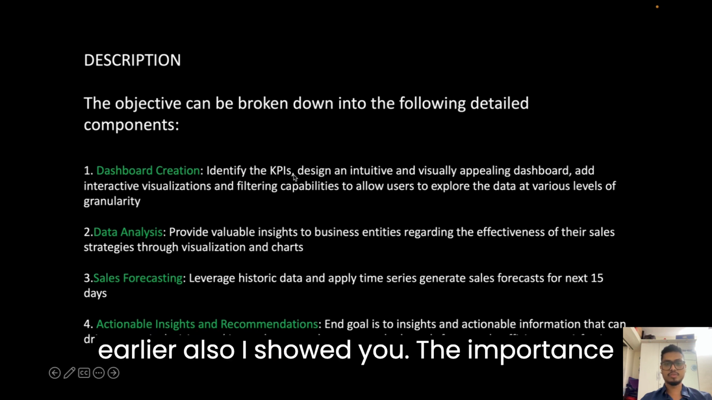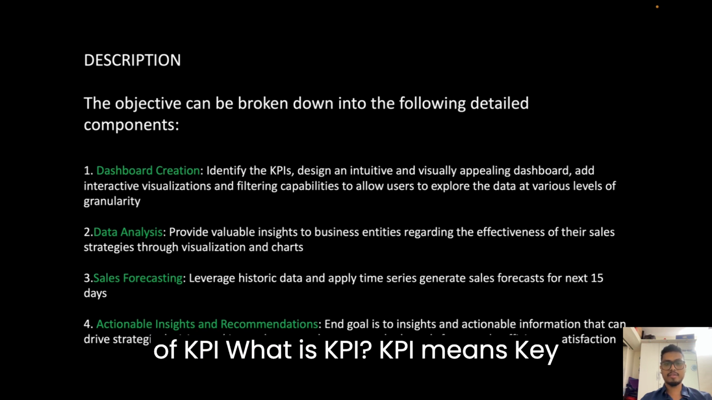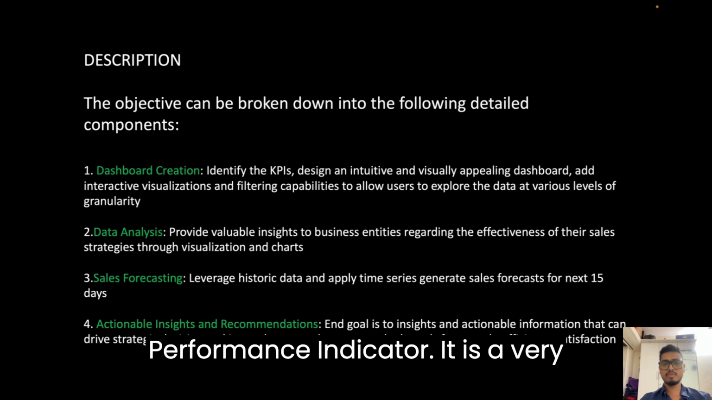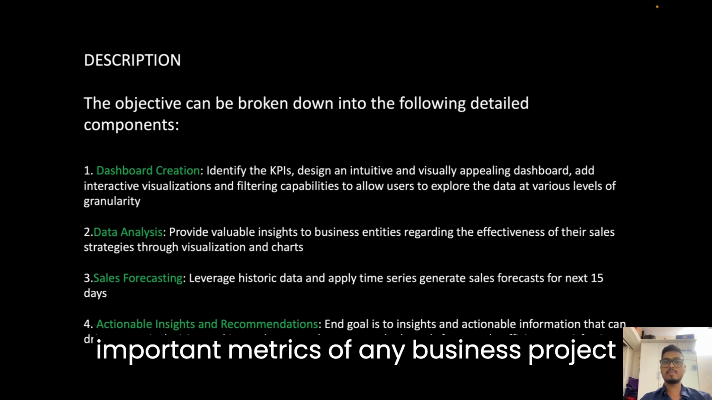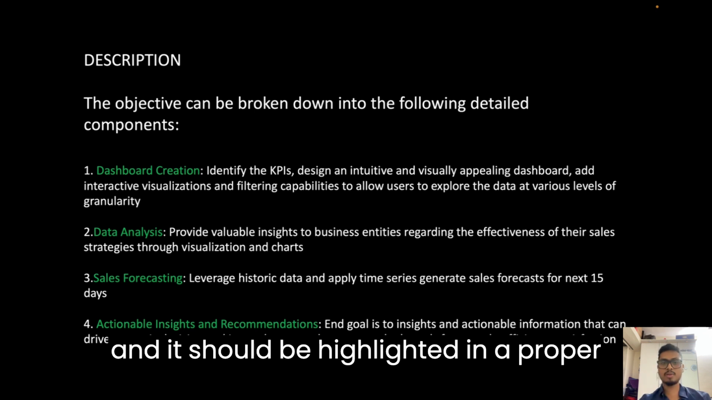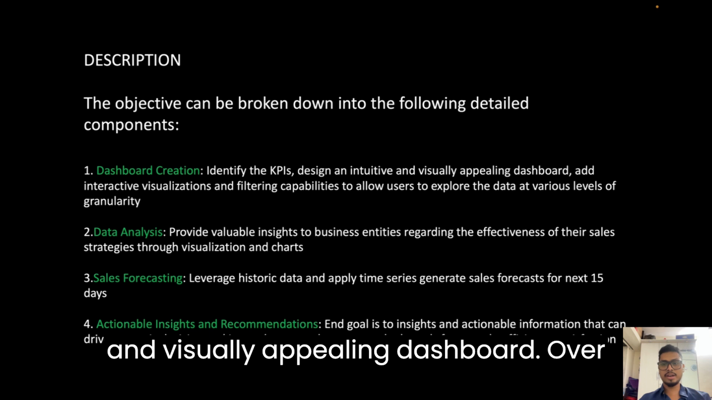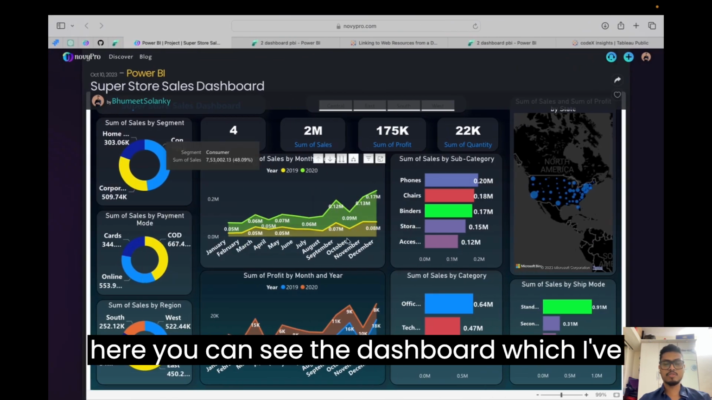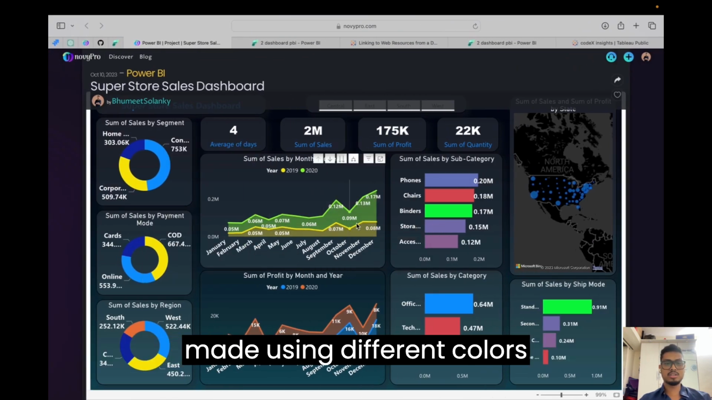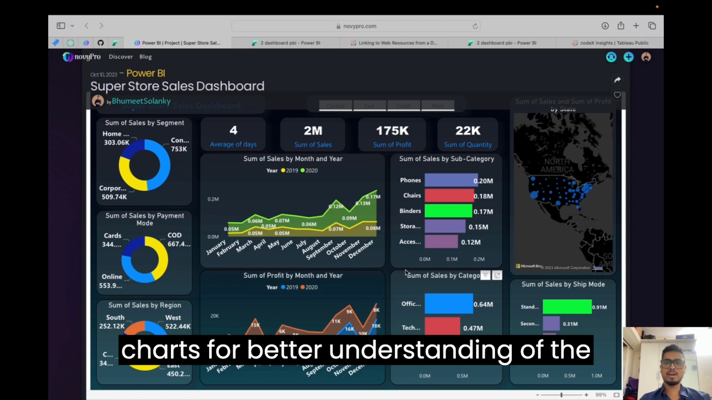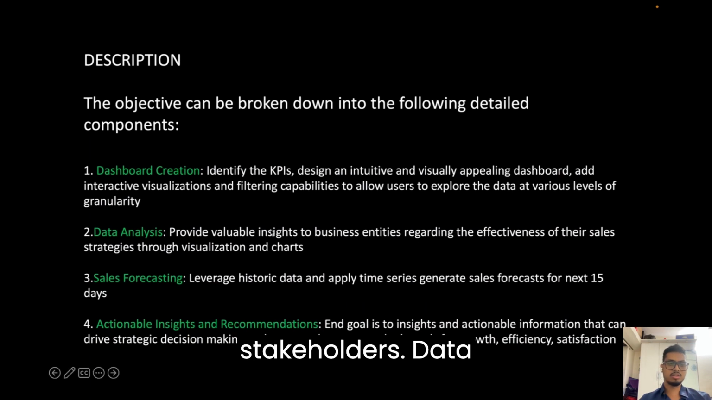Earlier also I showed you the importance of KPI. What is KPI? KPI means key performance indicator. It is a very important metric of any business project and it should be highlighted in a proper way. Design an intuitive and visually appealing dashboard. Over here you can see the dashboard which I've made using different colors and charts for better understanding of the stakeholders.